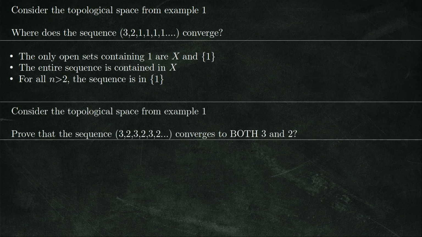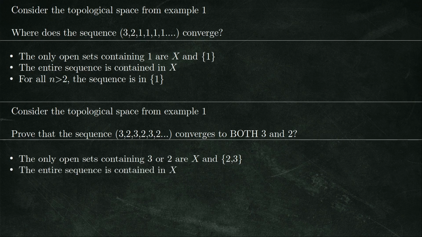Okay, for the second example, have a go on your own and then come back to the video. Okay, so we want to check that the sequence converges to both 3 and 2. So we need to look at all the open sets containing 3 and 2, and these are X and {2, 3}. There are no other open sets containing either 2 or 3. And again, the entire sequence is contained in X. That's fine.